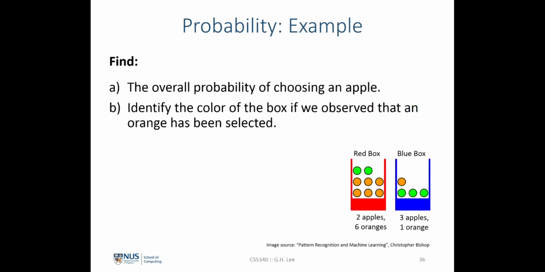Now, we'll find the overall probability of choosing an apple. This means that we want to find the marginal probability of the fruit being an apple. What we want to do here is to simplify the probability of F. And then the next question is that we want to identify the color of the box if we observe that an orange has been selected. So we already observed that an orange has been selected. So this would be the conditional probability of selecting the color of the box conditioned upon the fact that the fruit that we have selected equals an orange. So this is the conditional probability that we want to find.